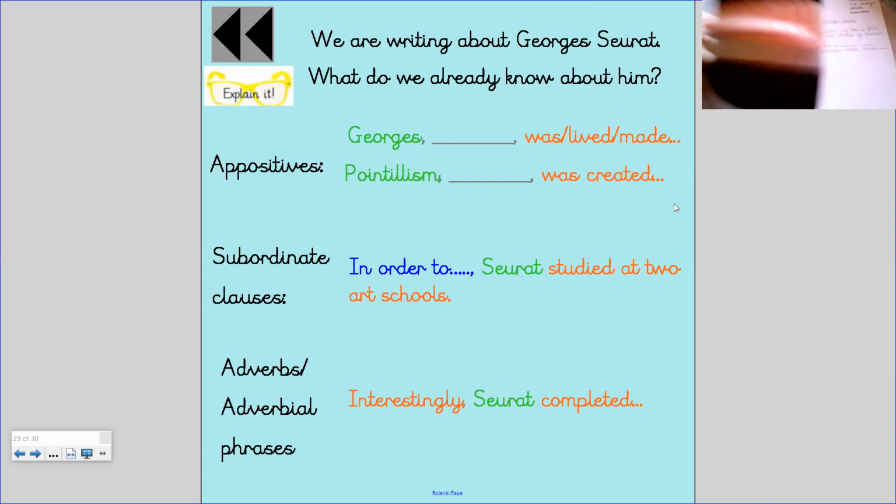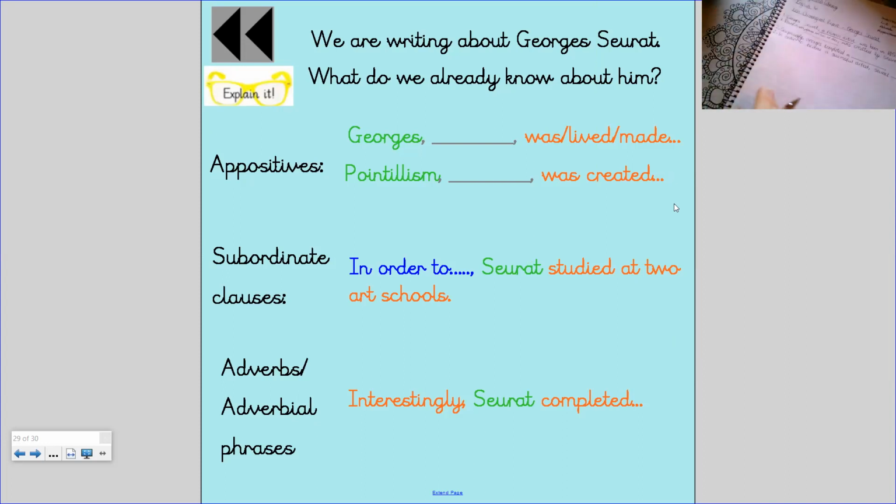So this is, in fact, before I go on to the next slide, I'd like you to pause and make sure that you've got a couple of sentences, one with an appositive, one with a subordinate clause, and one with an adverbial phrase, please. Make sure you've noted those down at the start for like a draft section.